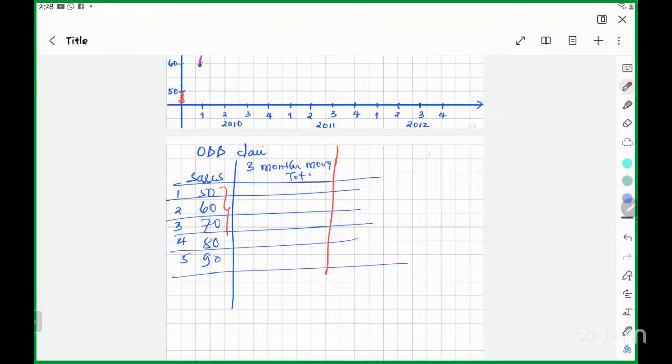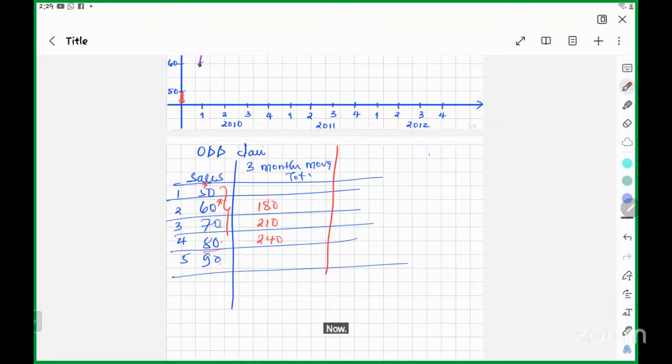The gentleman that had asked. 180. We drop 50, add 3, 1, 2, 3. 210. Is it 210? Yeah. Thank you. We drop 60, add 1, 2, 3. We drop 60 and add 90, right? Yeah. That's what, 240? Yeah.